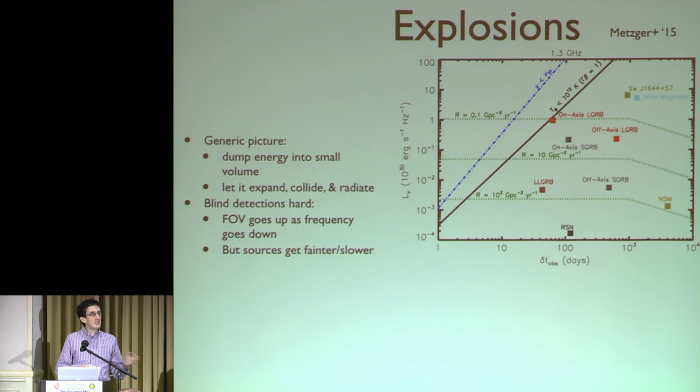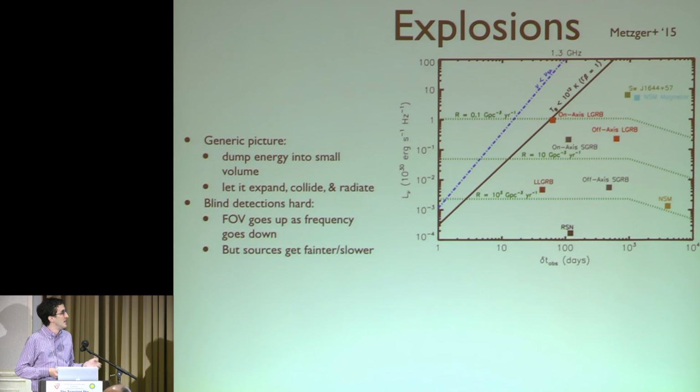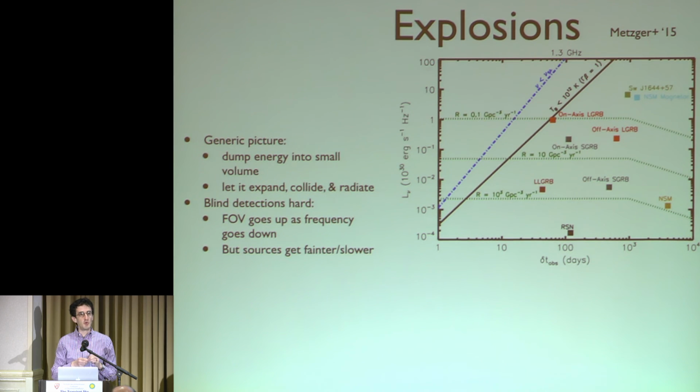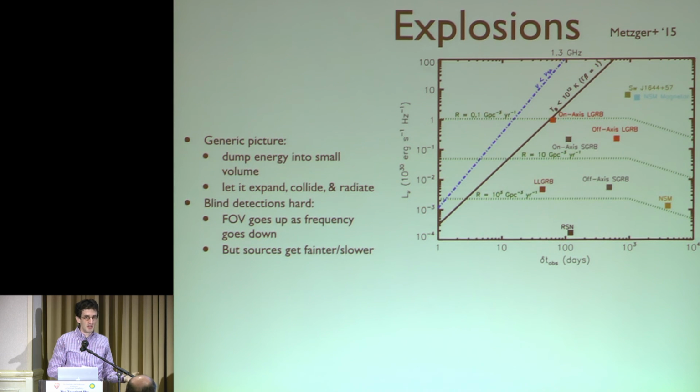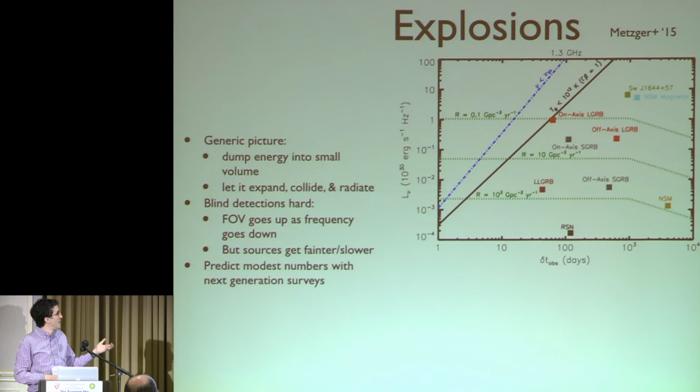But how can you find these things? These are things that we know exist. They've been studied in great detail with pointed observations. Can we do these things with blind surveys? Turns out that it's hard, because as your frequency goes up, your field of view gets smaller. So it becomes much harder to find these things if you don't know where to look in advance. But as your frequency goes down and you get wider fields of view, then the sources evolve on longer time scales, and they're much fainter and harder to find. So you need better telescopes and more sophisticated signal processing to get them. But when you churn through all the numbers, you predict modest numbers of these sources over a wide variety of physics scenarios with the next generation of surveys.